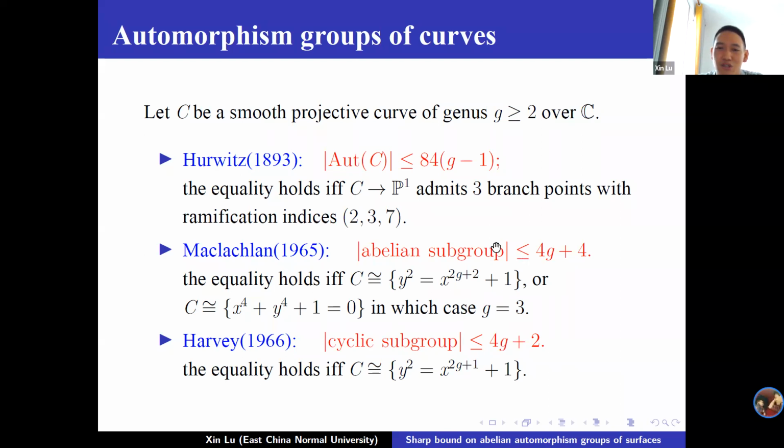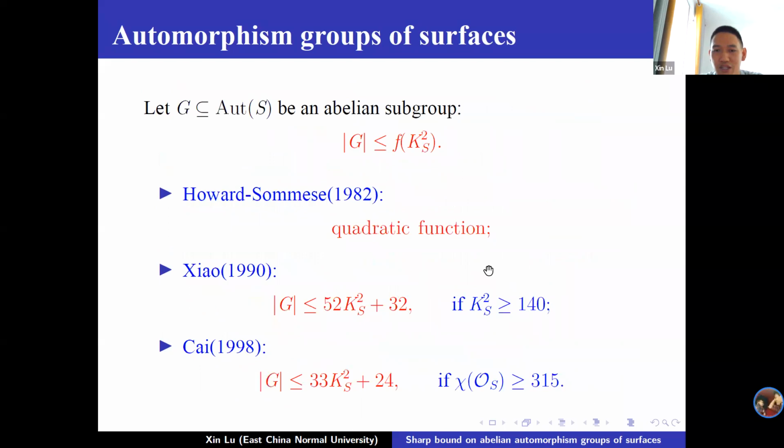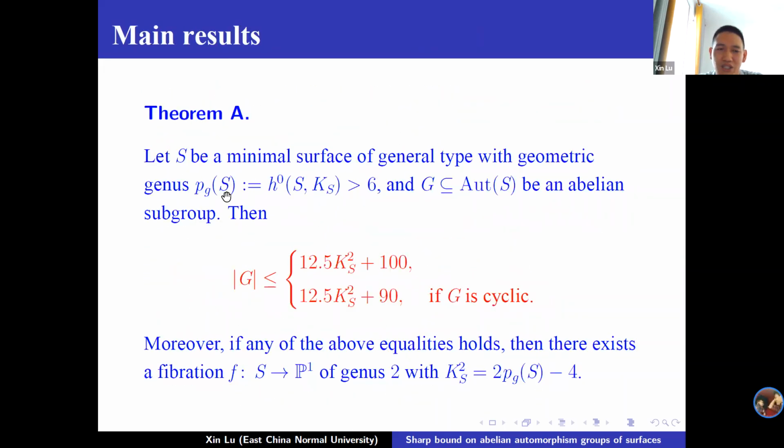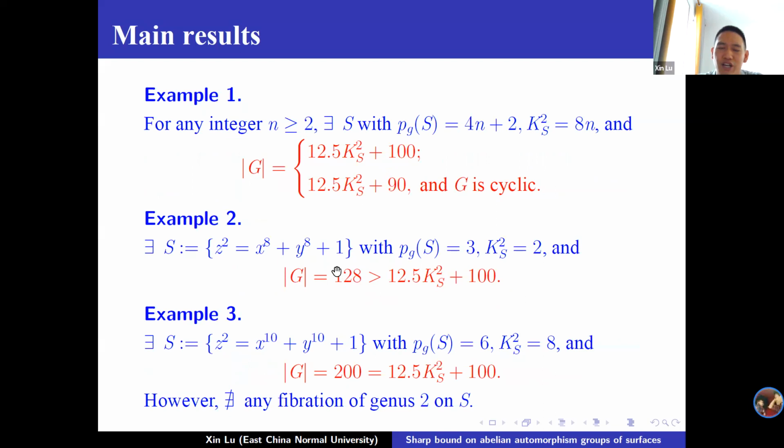But in the Q case, we don't have an exceptional case for that. The size of the abelian group has a uniform bound. But in the surface case, we do not have such a uniform bound. When PG is large, there is a uniform bound by this number. But when PG is small, we have a counterexample which is larger than this number.